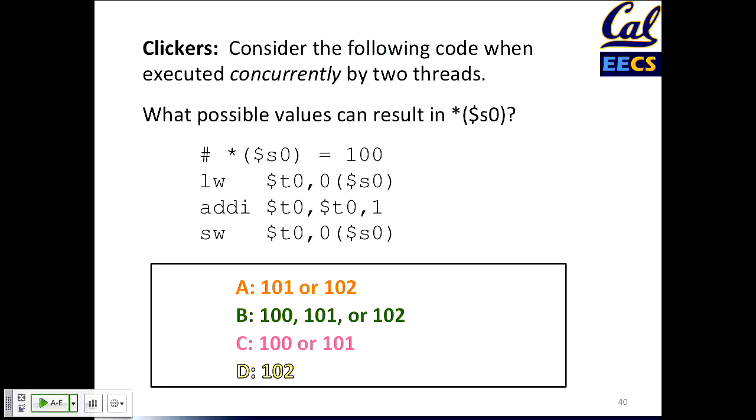Clicker time. Okay. So this is getting at the comment before that when you're running parallel code, sometimes there are multiple possible results. And this is asking you, for this piece of assembly code that's run at the same time by 2 different threads touching the same memory location, what are the possible end values once they're both finished? What are the possible final values that could be in the memory location?